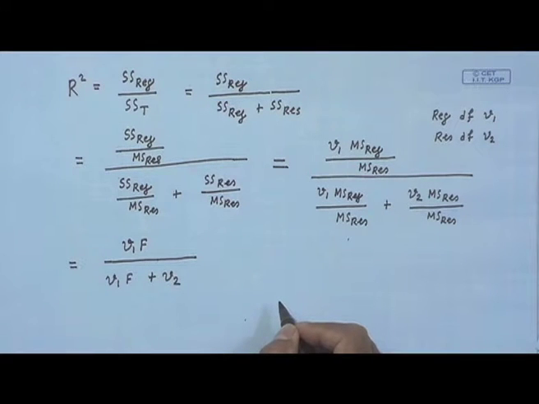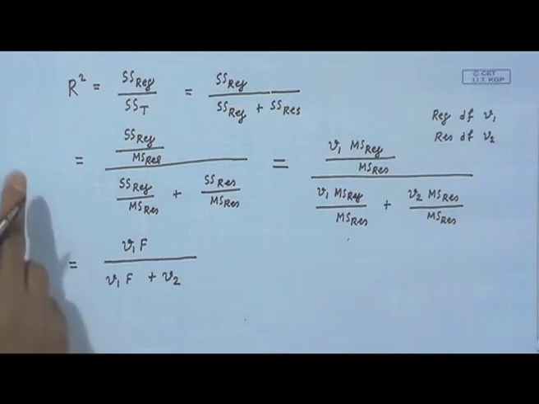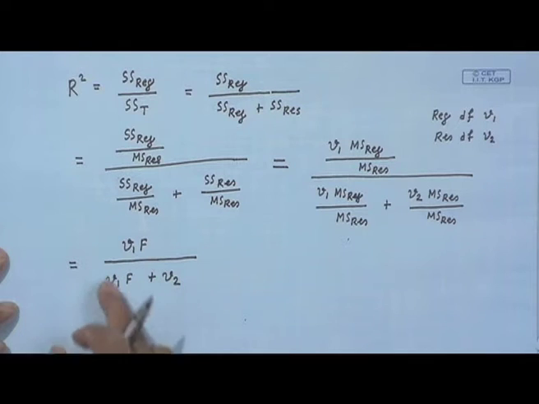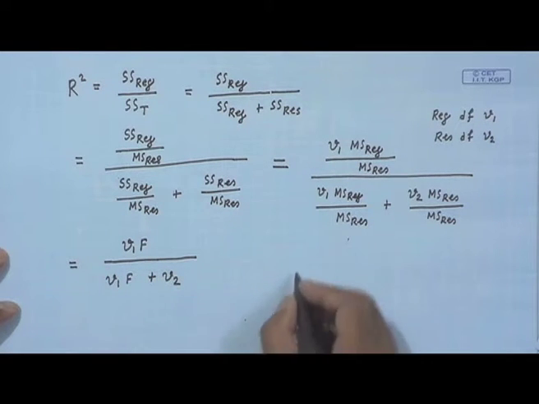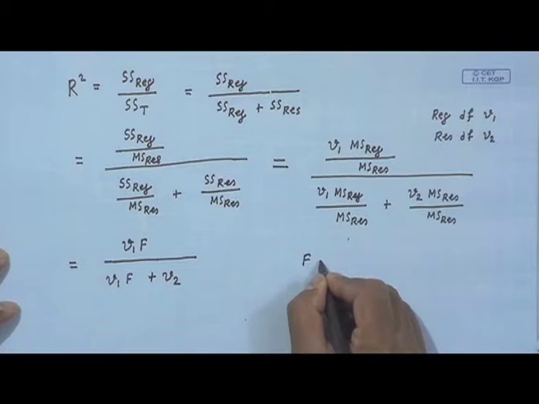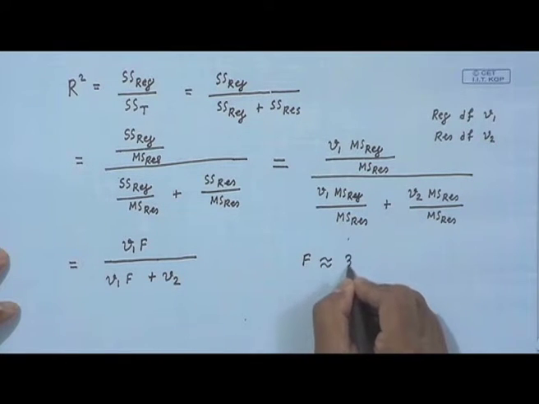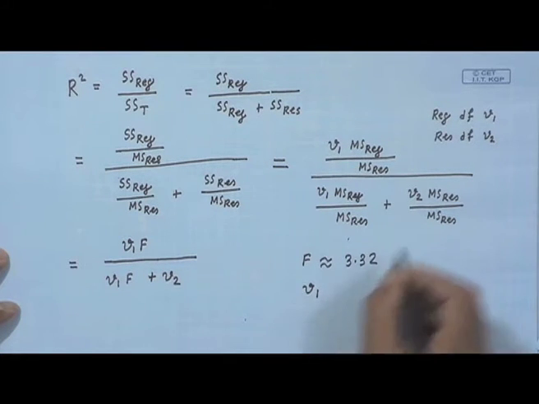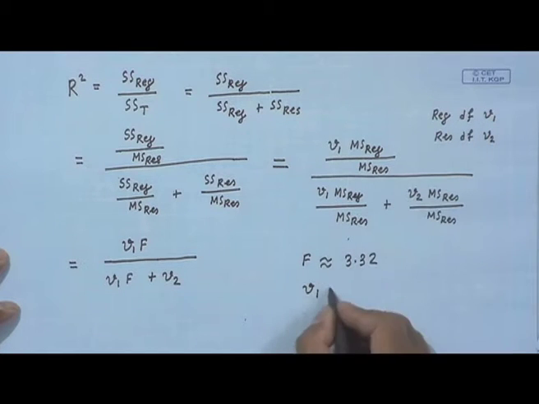Okay. So, now we can compute R square. This is how we can express R square in terms of f. We know that f is close to 3.32, and V 1, the regression degree of freedom, is equal to 2 in our case, and V 2, which is the residual degree of freedom, is equal to 30.